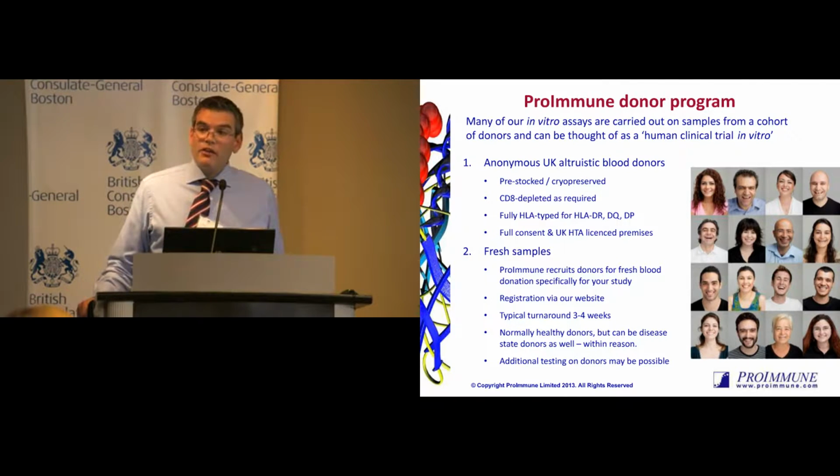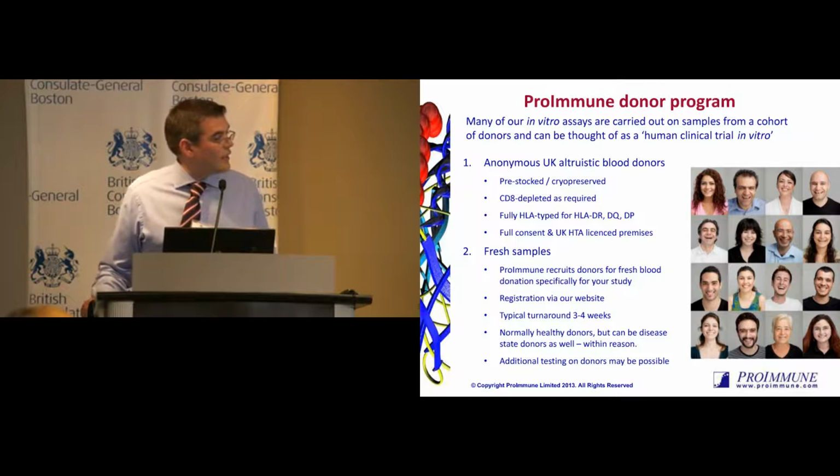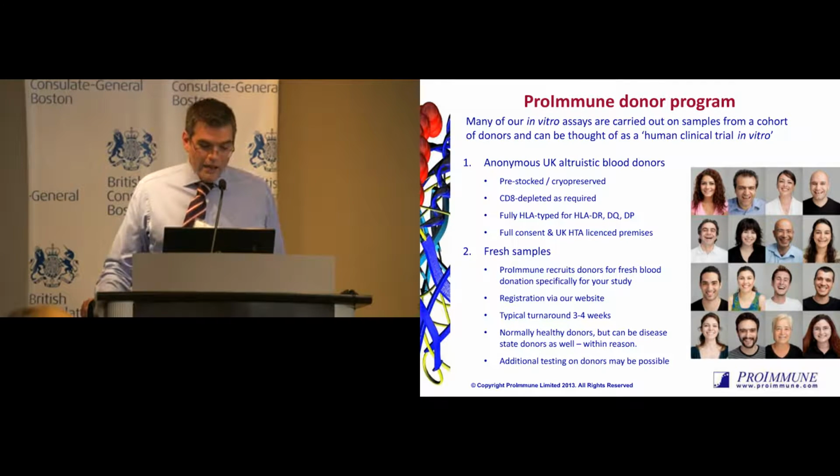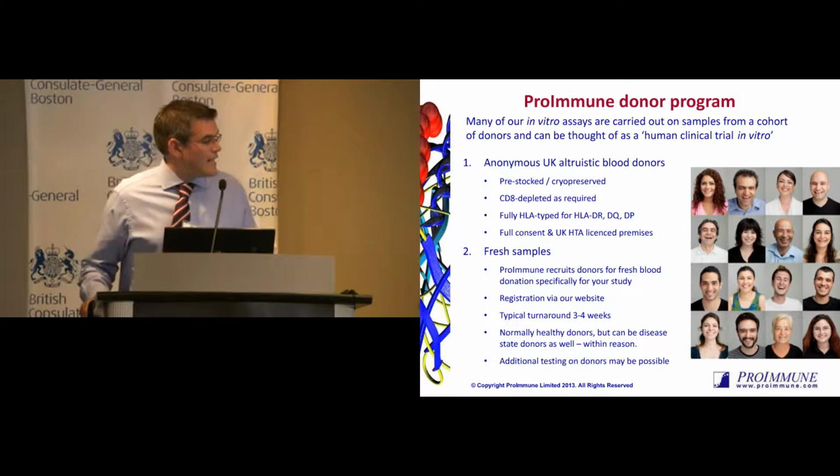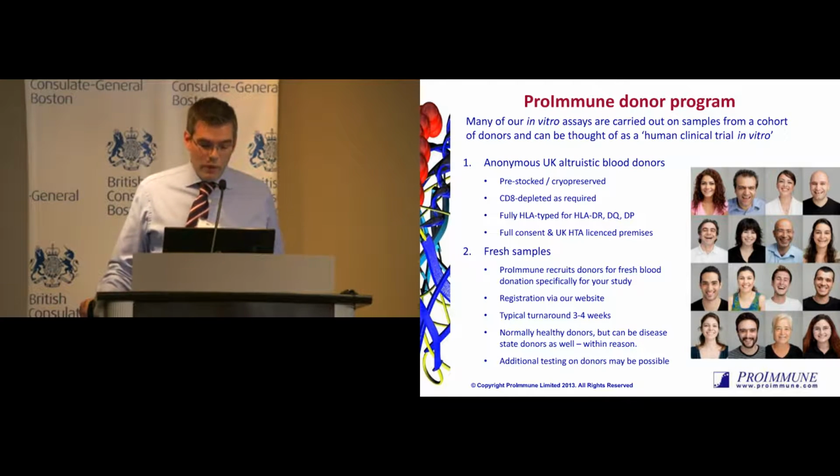The other approach that we have for sourcing samples, which is for some of our assays, is actually using fresh blood samples. And for this, we recruit donors specifically for particular studies. This is most relevant for our cytokine storm assays, which I'll be talking about as well. And here, we actually register our donors directly through our website, and we can recruit these donors very quickly. Normally, these are healthy donors, but we can also recruit disease state donors where that's possible. But of course, it depends a little bit on the frequency of those donors. And because we have direct contact with them, we can also invite them to come for further donation if they're willing, so we can do follow-on analysis as well.